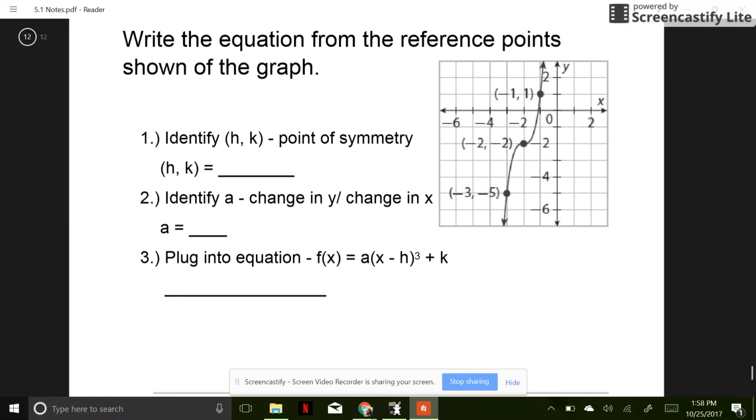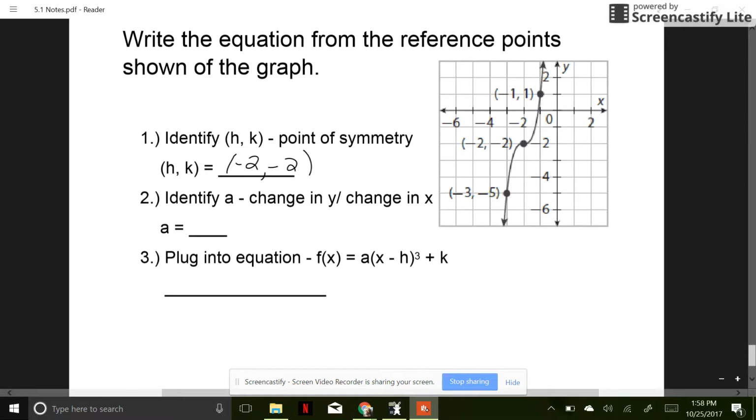Similar idea. So first thing we do, we find the point of symmetry. When you're given these 3 reference points, it's going to be the one in the middle. So it's at (-2, -2). So we need to identify a. Again, we're looking for, are we changing in y or are we changing in x? If we notice the x values, they're increasing by 1: -3, -2, -1. So that's good. That means we're going to be changing in y. How much are we changing? From -5 to -2, that's a change of +3. From -2 to 1, that's a change of +3. So our a is going to be 3.